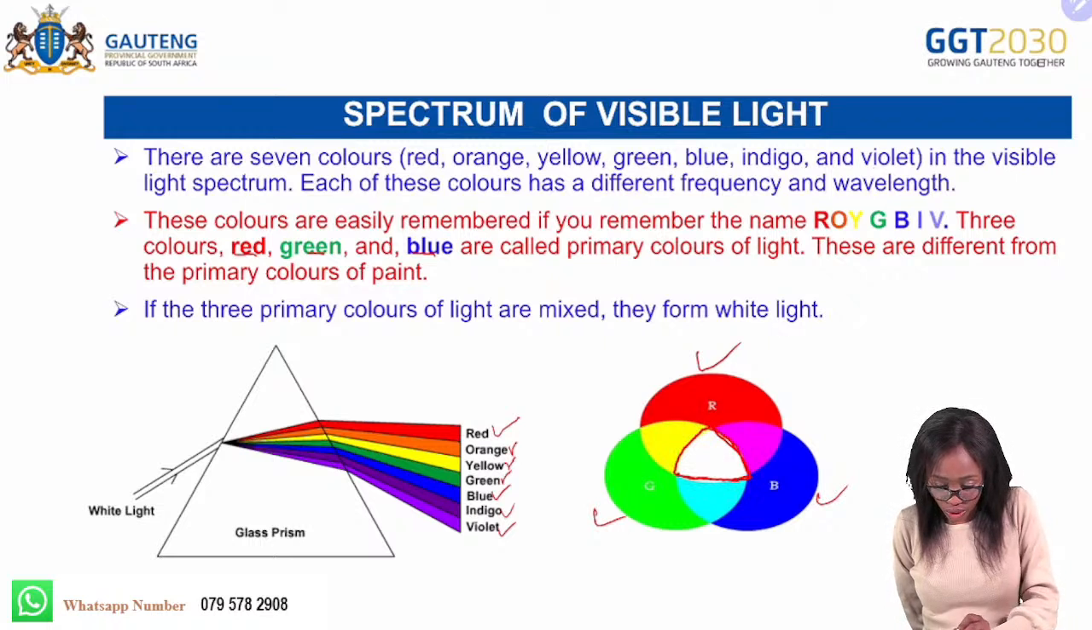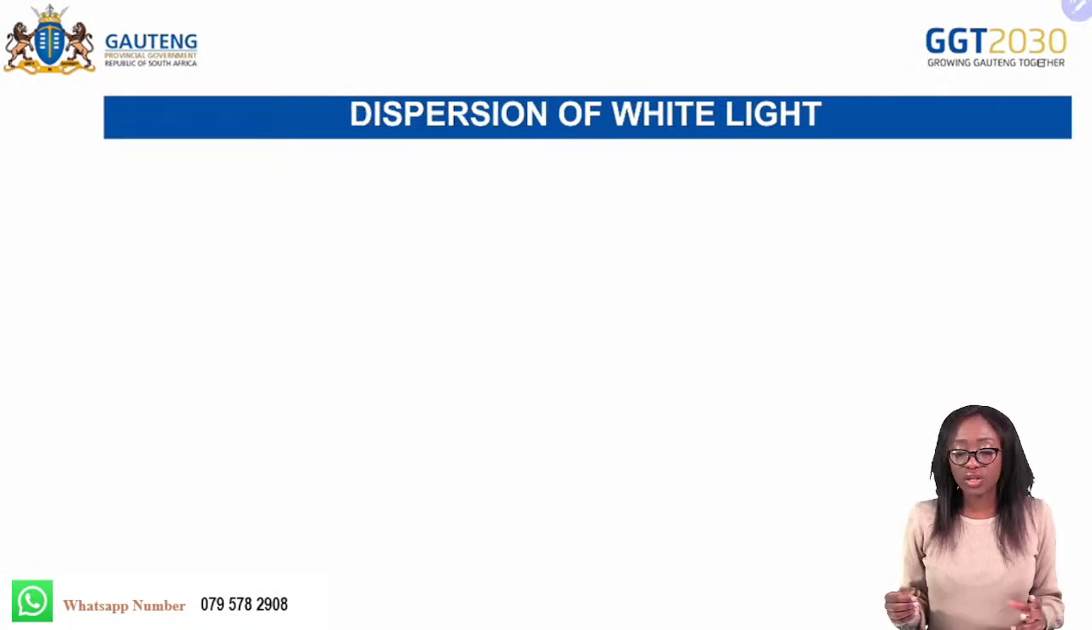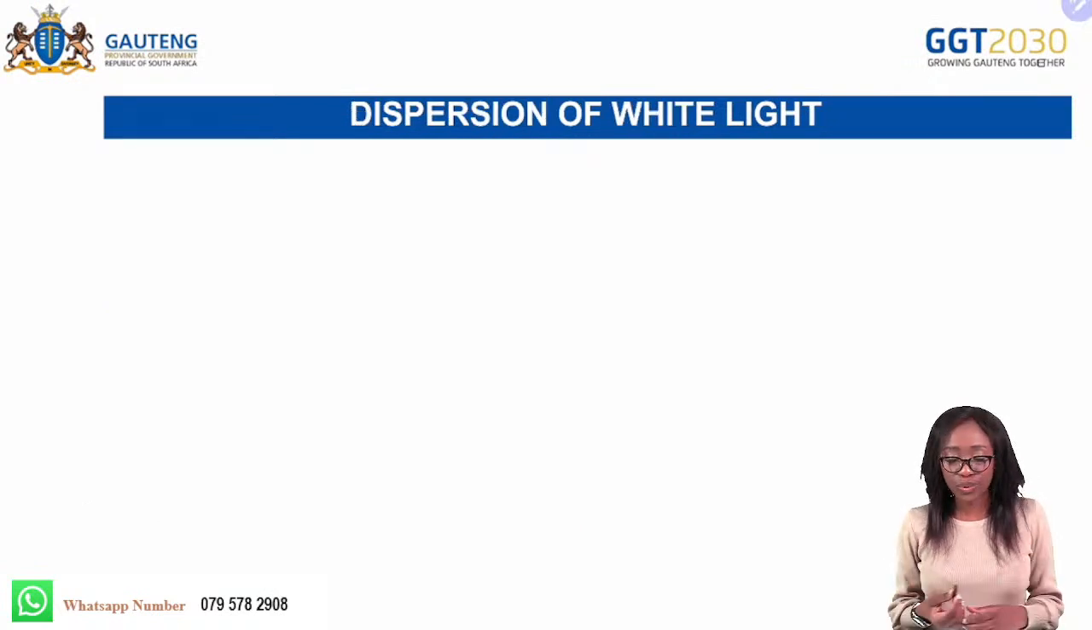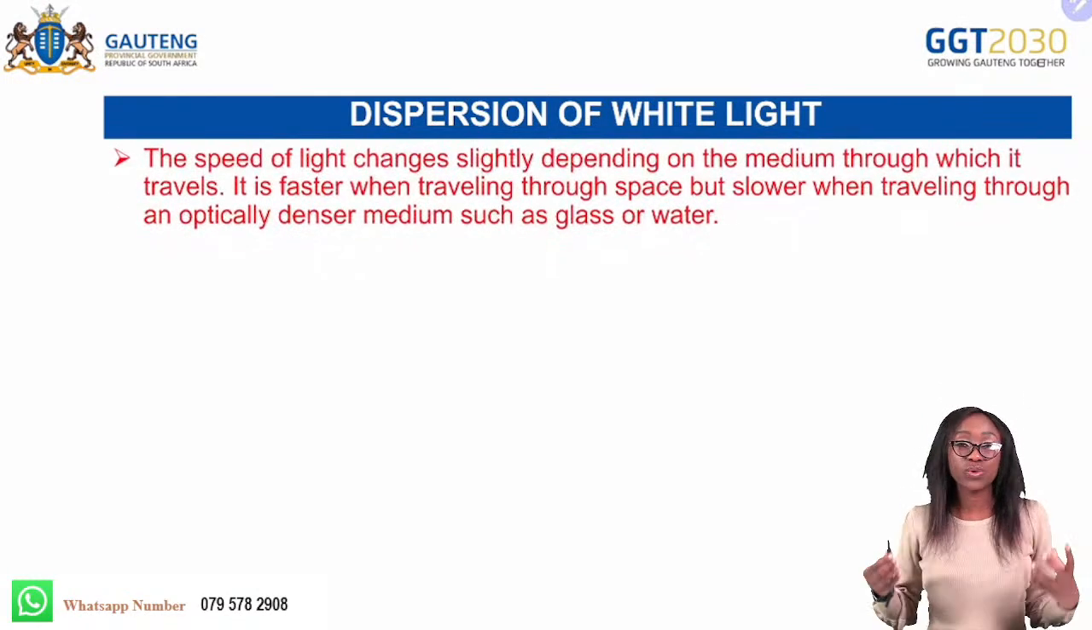There, we get white light. So now let's learn about dispersion of white light. We said white light is a combination of Roy G. Biv: red, orange, yellow, green, blue, indigo, and violet. But now let's talk about dispersion of light.